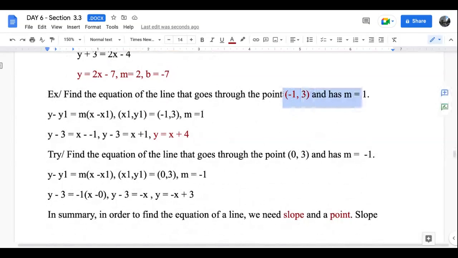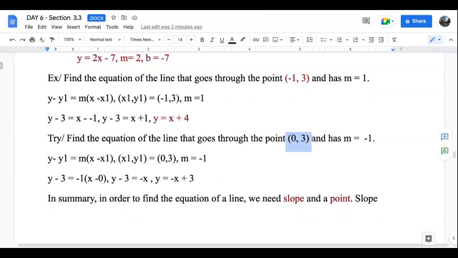Let's see this one. Same thing, right? Slope is 1. The given point x1, y1 is negative 1, comma 3. We do the same thing. So we'll get y minus 3 equals 1 times x minus negative 1. Oh, that's y minus 3 equals x plus 1. Move negative 3 to the right-hand side, it becomes positive. So y equals x plus 4.